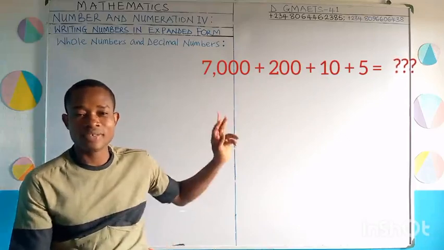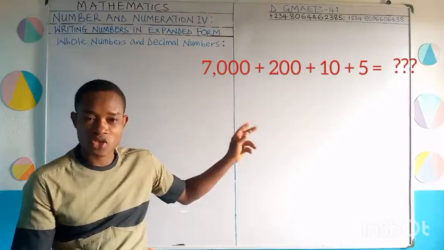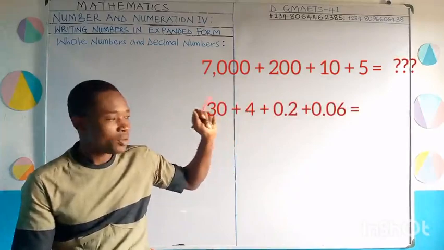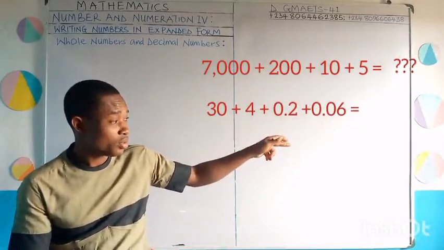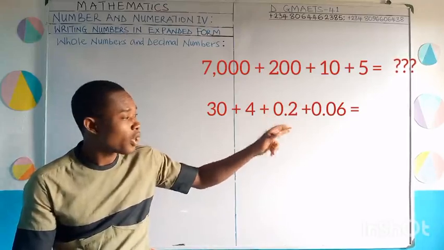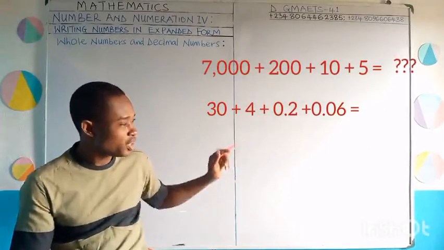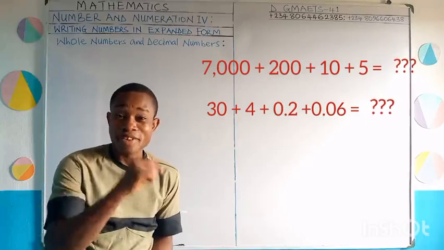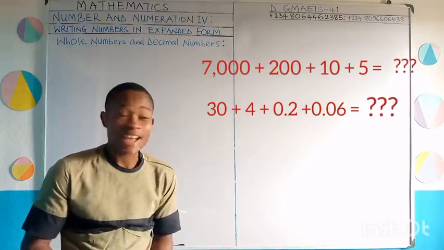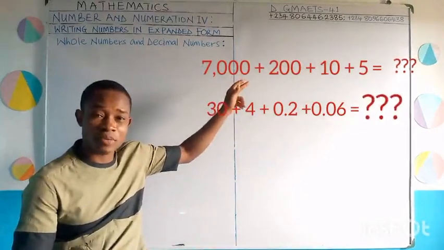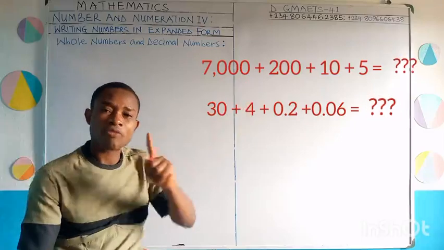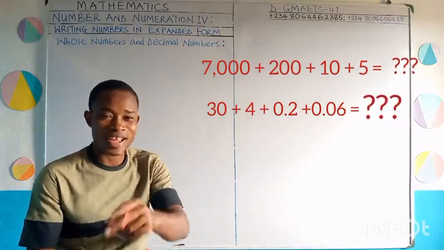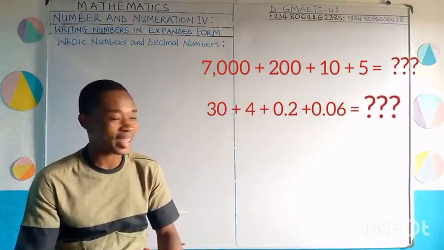Alright, look at the second one. The second one we have 30 plus 4 plus 0.02, okay, plus 0.2 plus 0.2 plus 0.06. Which number is represented by this expanded form? Now let me tell you something very interesting. At least from this I can tell you that the first number is the expanded form of one particular whole number. But that whole number we don't know yet. At the end of this lesson you will get to know that number.